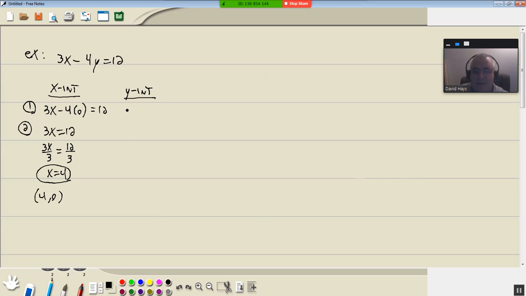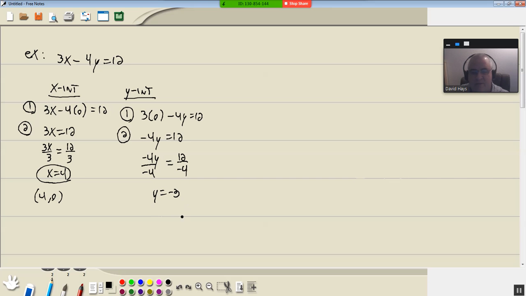Now for our y-intercept. You always plug 0 in for the other variable, so I'll plug 0 in for x. So I got 3 times 0 minus 4y is equal to 12. And then step 2 is solve. Well, 3 times 0 is 0, so it drops away. Then we got negative 4y is equal to 12. Divide both sides by negative 4. And we end up with y is equal to negative 3. Or if you write in point form, that'd be (0, negative 3).